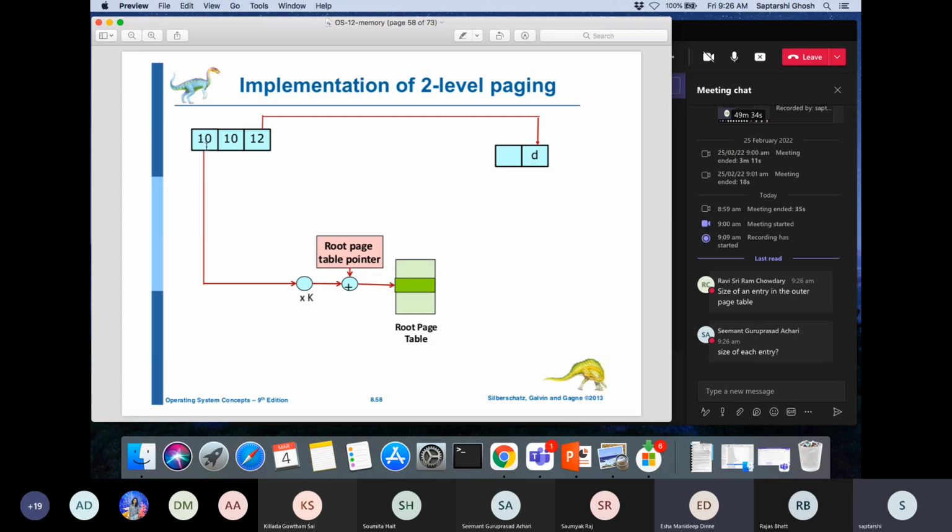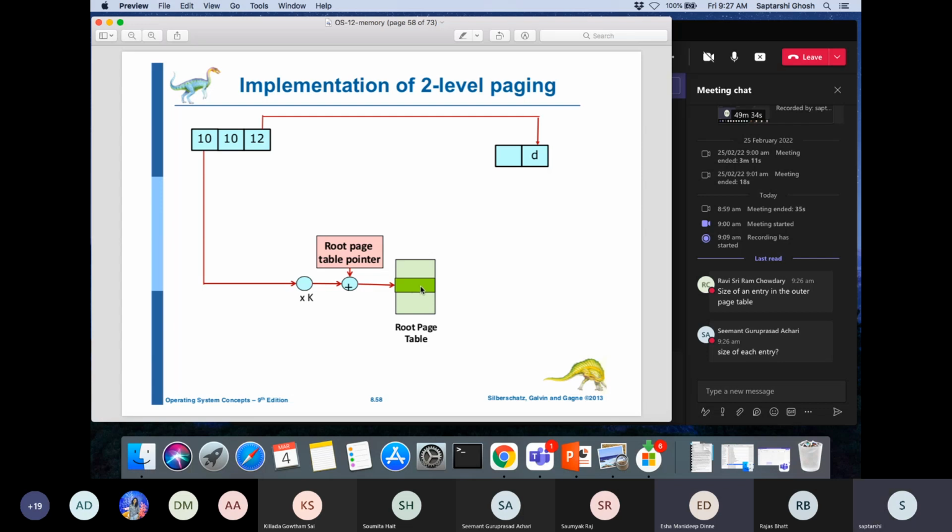Right, so this 10 is, basically the program wants to access the 10th entry of the root page table. So 10 into k, we have to get the byte number, right? Every entry is k bytes, so the 10th entry would be k into 10 bytes away from the starting address. So this 10 is used to access the root page table. So what does the root page table entry give us? It gives us the starting address of a particular page of the main page table.